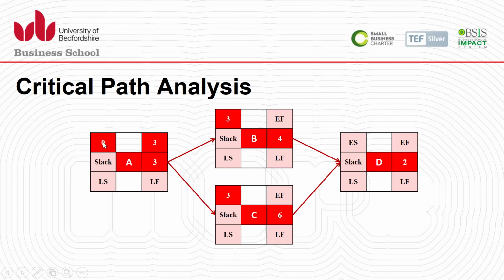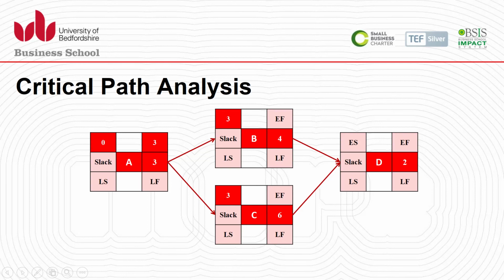Well, the early start is right now 0, so the early finish for A is 0 plus 3, so it should not take more than 3 days. So early finish is 3. There's no delays. And this early finish for A will become early start for both B and C. Soon as A is finished, we start B and C. So we have early start for B 3, early start for C is 3 again.